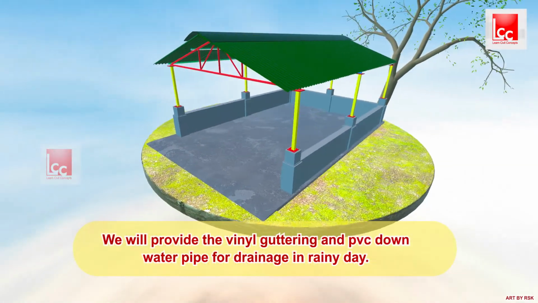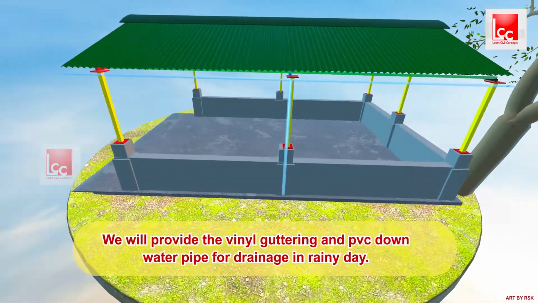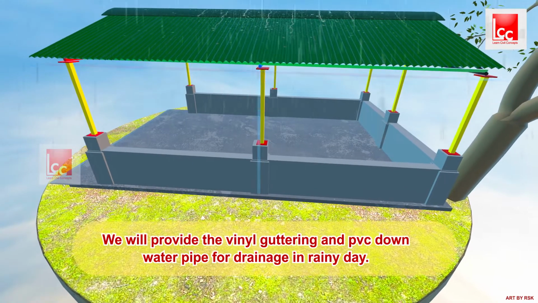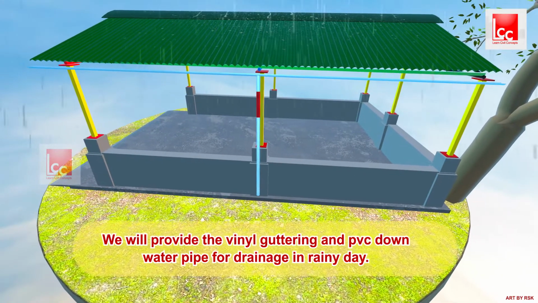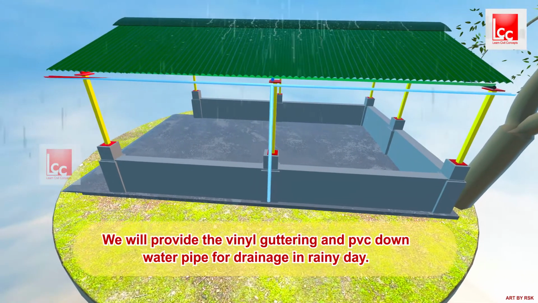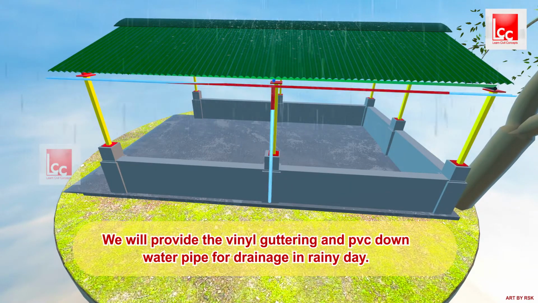We will provide the vinyl guttering and PVC downwater pipe for drainage in the rainy season. The water from the rain comes and gets collected in the PVC pipe. Hence our structure is safe from the rainwater.